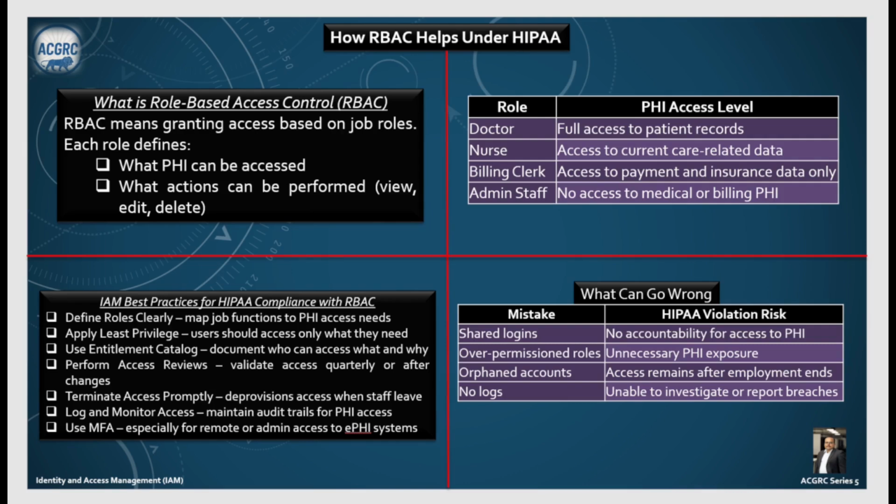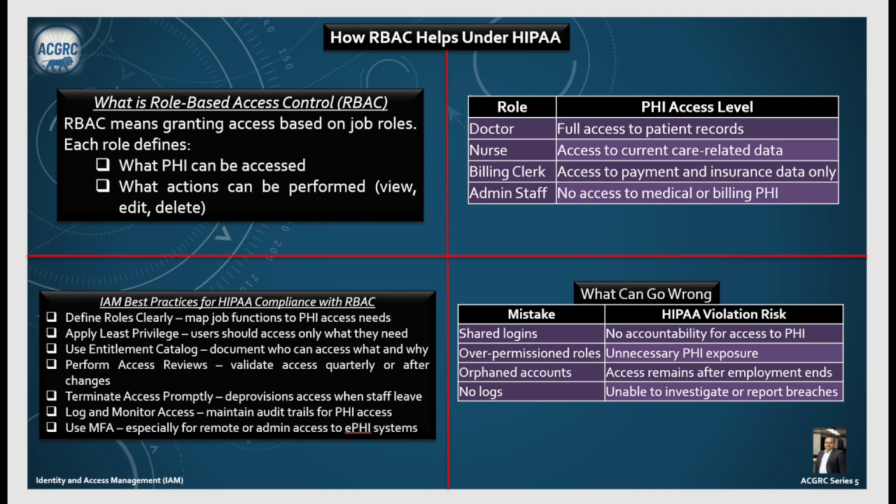They perform access reviews, which is validating access quarterly or after changes. It helps terminate access promptly. That's the best practice in IAM, which is deprovisioning access when staff leaves. It's also about logging and monitoring access to maintain audit trails for PHI access, and using MFA, especially for remote or admin access to ePHI systems.